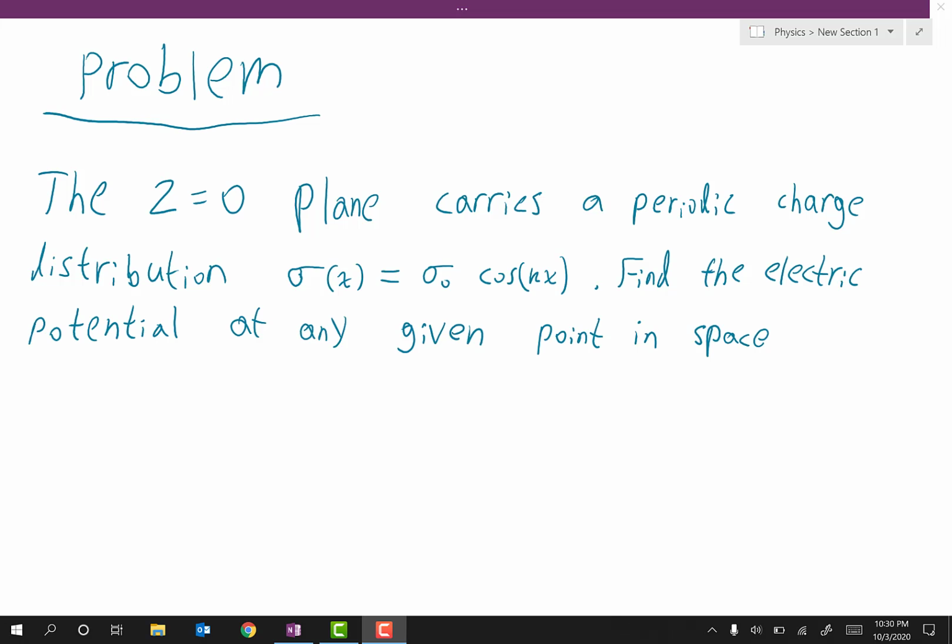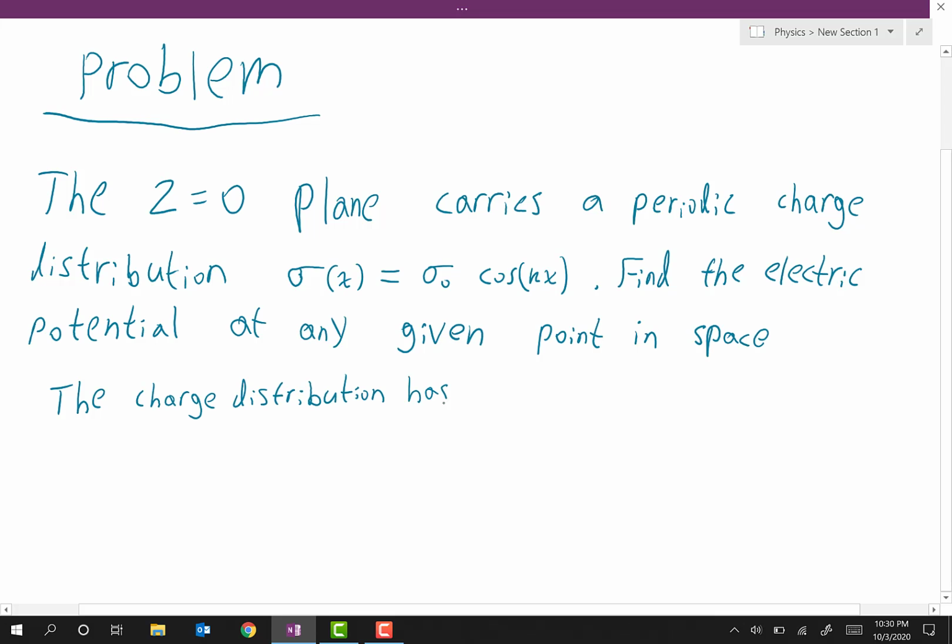In our problem, we are given the xy plane with a charge distribution sigma(x) equals sigma naught cosine kx, where k is a constant. We would like to find the electric potential at any given point in space.